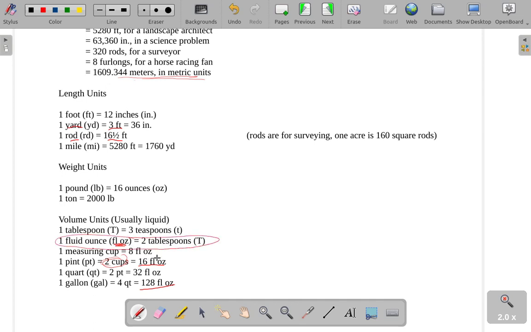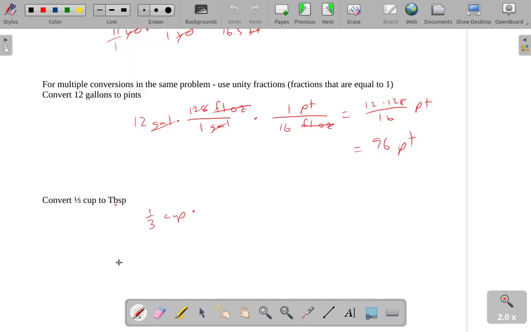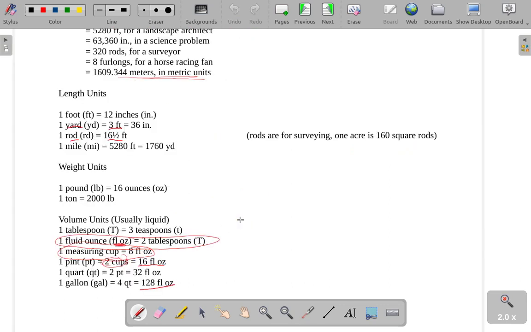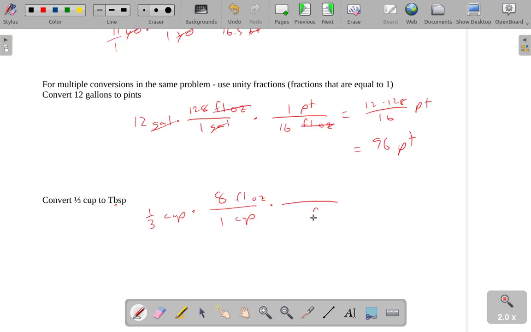I want that measurement and this one. Oh, actually, I didn't even notice right here. 1 measuring cup is 8 fluid ounces, so I'll go ahead and use that one. So, I mean, I could have used either of those. So 1 cup on the bottom, and we're going to fluid ounces on the top, and that was 8 fluid ounces per 1 cup. And then I'll go from fluid ounces to tablespoons. 1 fluid ounce is 2 tablespoons. Fluid ounces go down here, and this is going to be TBSP.